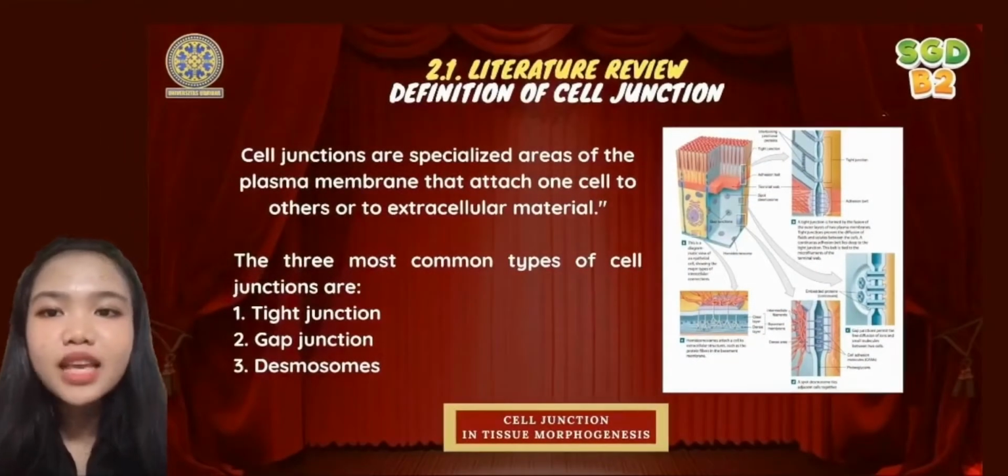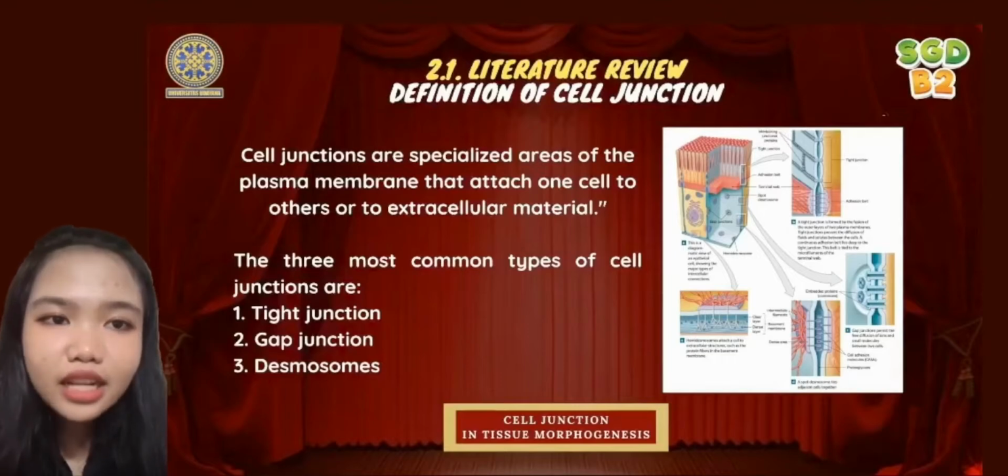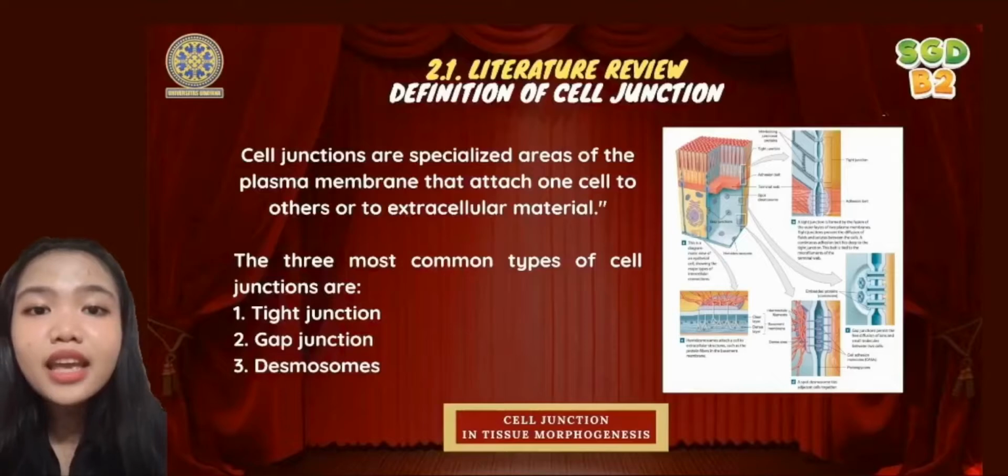Now I will explain the definition of cell junction. Cell junction is a plasma membrane site that ties cells to other cells or extracellular substance. There are 3 kinds of cell binding. Number 1, tight junction. Number 2, gap junction.